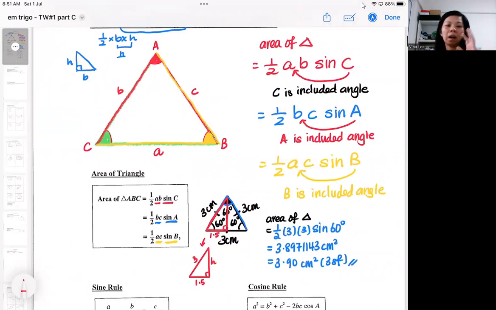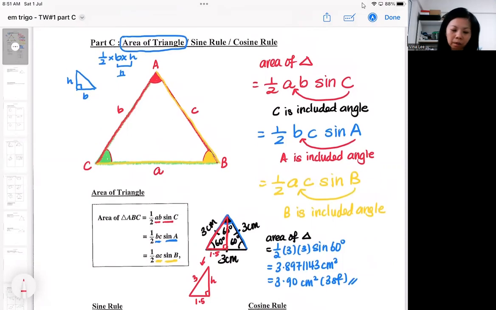Because half AB sine C and half times base times height give you the same value, there will be times that we will use the area, half times base times height, in order to find the shortest distance in a triangle. So you will see this kind of question. It's the area method, comparing half AB sine C.